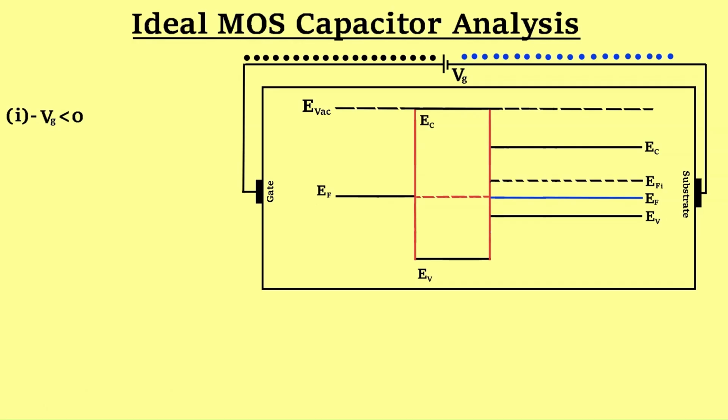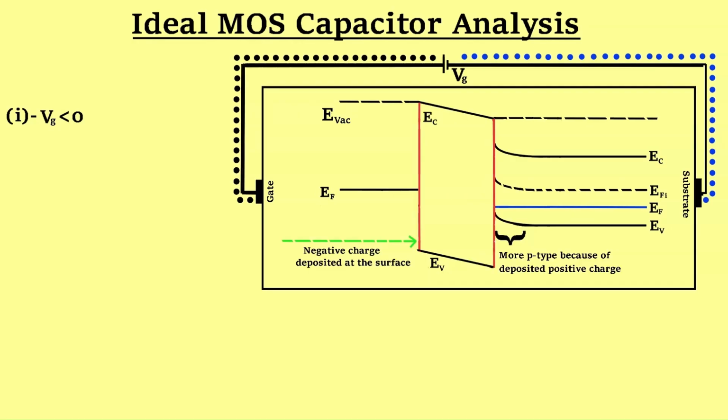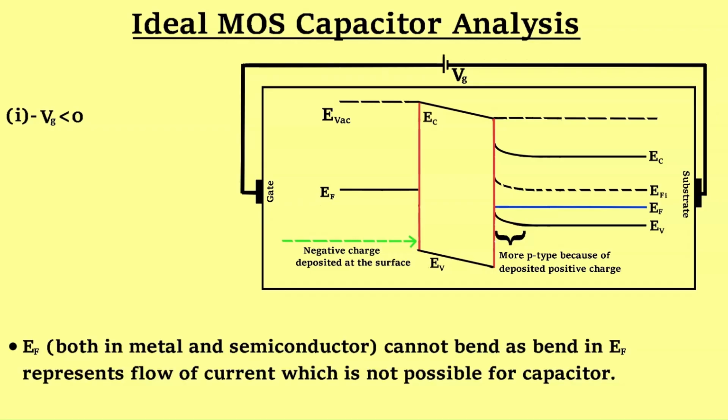In this condition, more number of holes are supplied by the battery to the semiconductor substrate, but since a capacitor does not allow flow of current, the holes get accumulated at the semiconductor oxide interface. This makes the semiconductor near the oxide interface more p-type. In the energy band diagram, we cannot bend the Fermi energy level, as bending in the Fermi energy level means flow of current, which is not possible for a capacitor.